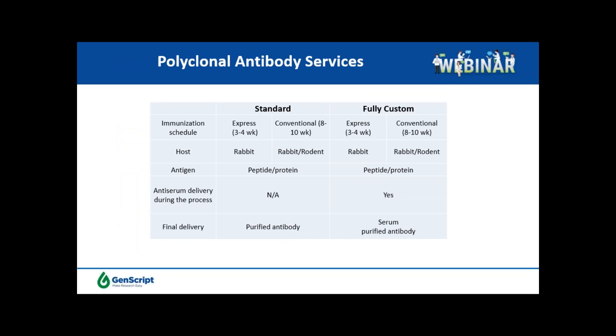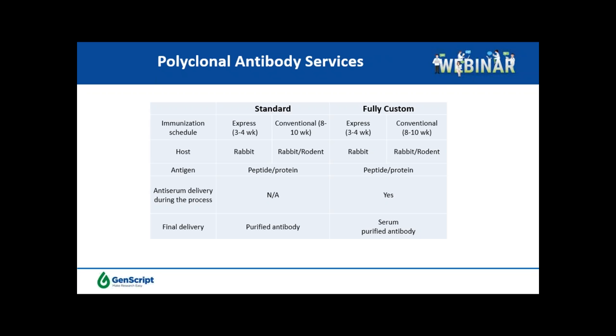So GenScript offers two types of polyclonal antibody generation services. With the standard package, you can choose whether you would like to use our express or conventional immunization protocol, which host species you would like to immunize, and if you would like to use a peptide or protein antigen. This package takes between 11 to 17 weeks and includes delivery of your purified polyclonal antibodies.